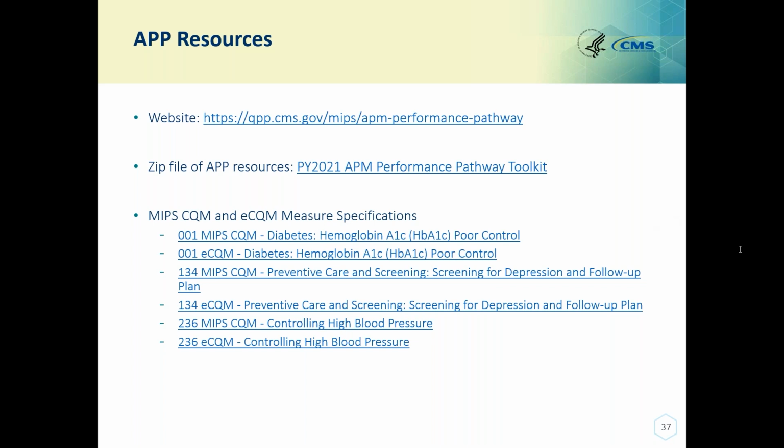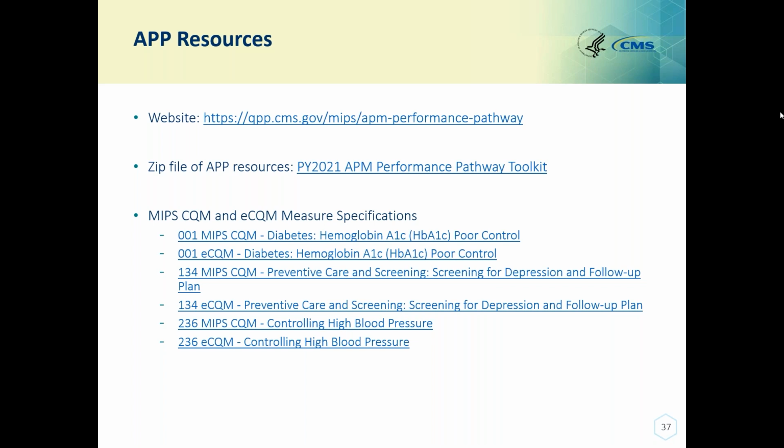Question: if the MSSP ACO is above the QP threshold, do the practices or ACO still need to report promoting interoperability or just attest to CEHRT? If an ACO has earned QP status, and assuming that there's nobody in the entire ACO who is not a QP, then yeah, they don't need to report promoting interoperability. You just need to attest to CEHRT use.